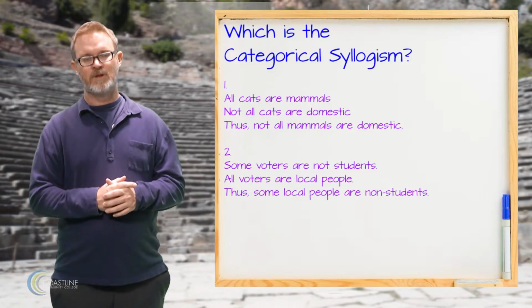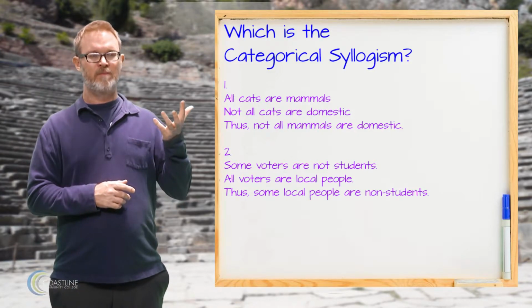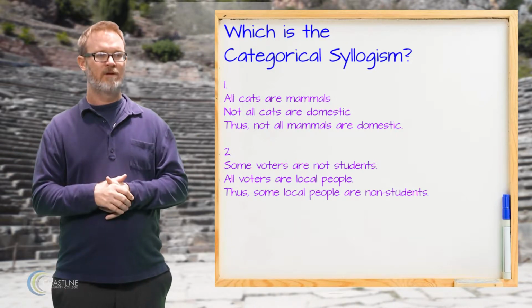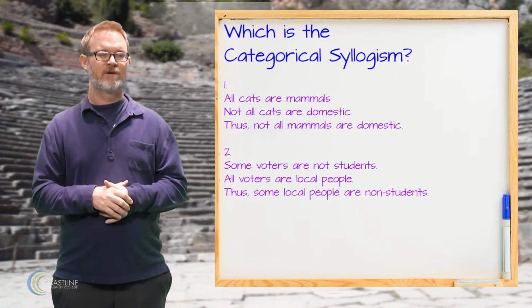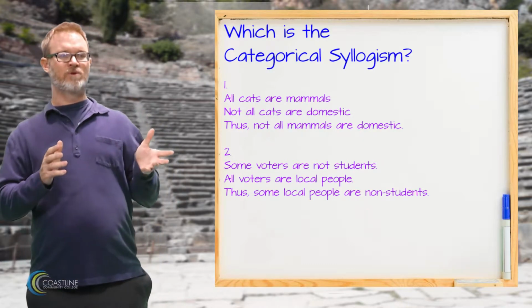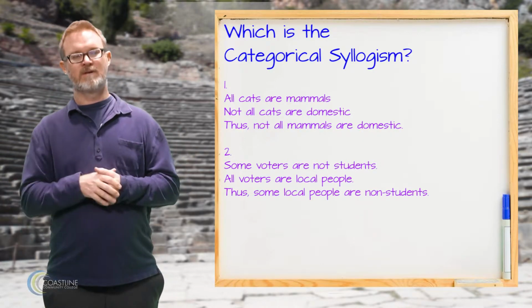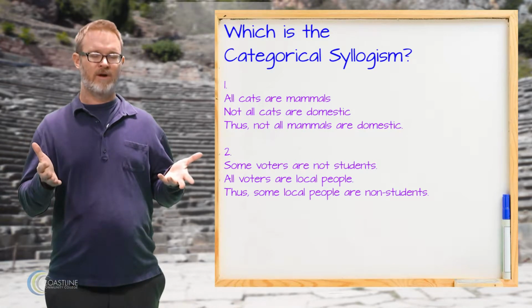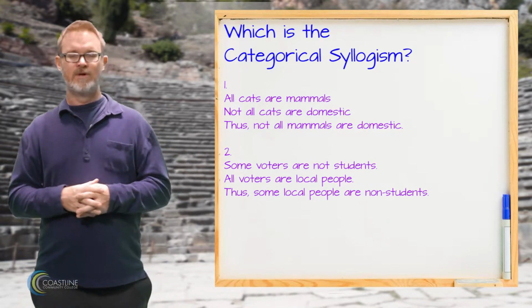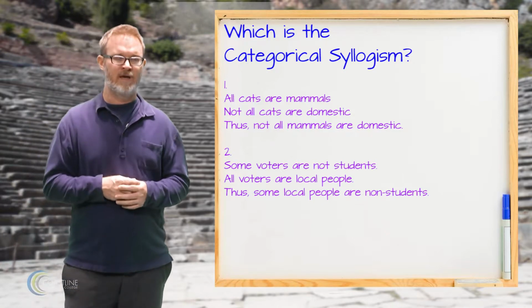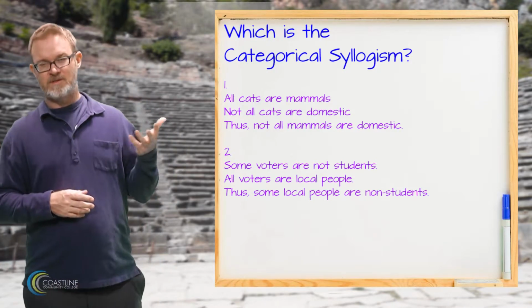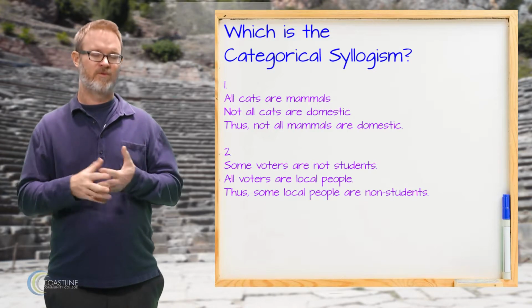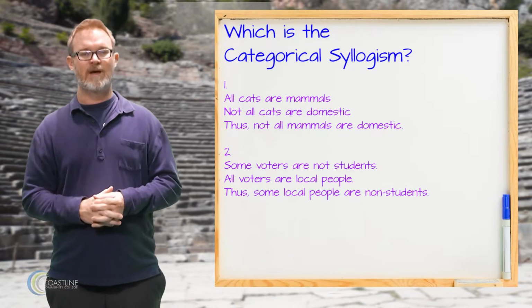In fact, you can have an E claim that would be, no, for example, no cats are domestic, or no mammals are domestic. Or you could have an A claim, which would be all cats are domestic or all mammals are domestic, but you don't have a "not all" that qualifies as an A, E, I, or O. So again, this argument is not a categorical syllogism because the second premise and the conclusion are not standard form categorical claims. Let's move to the next example then.